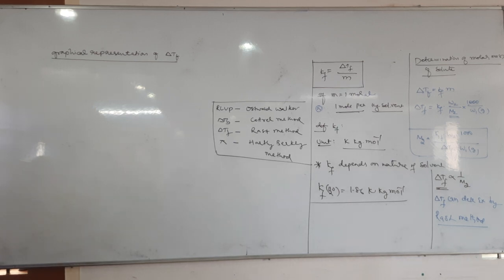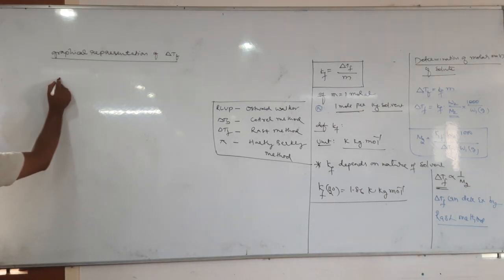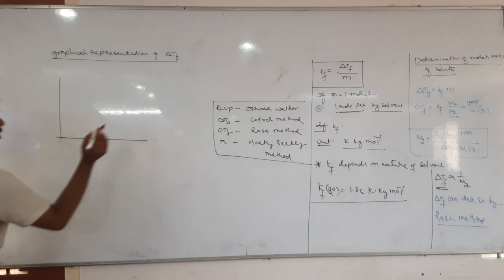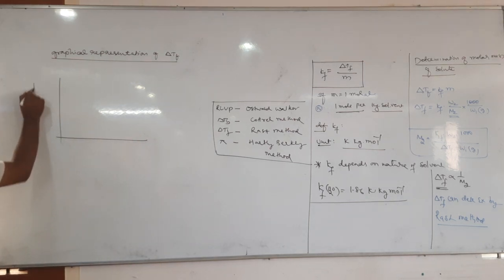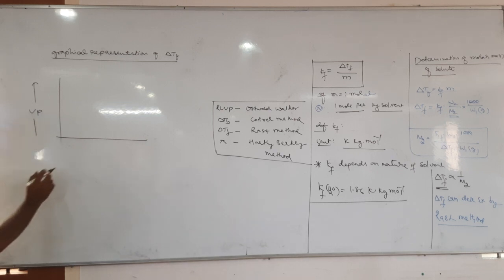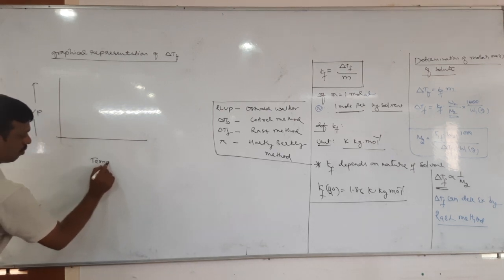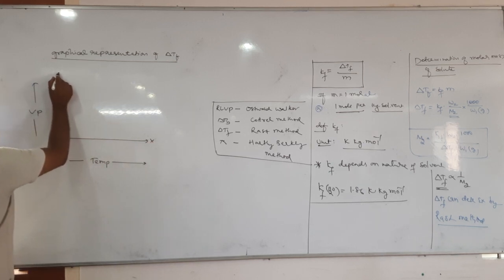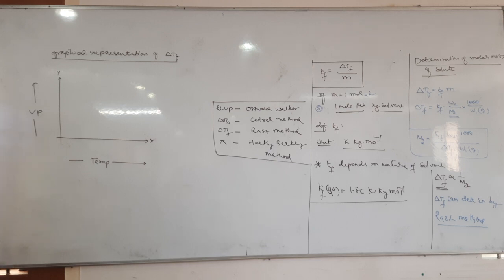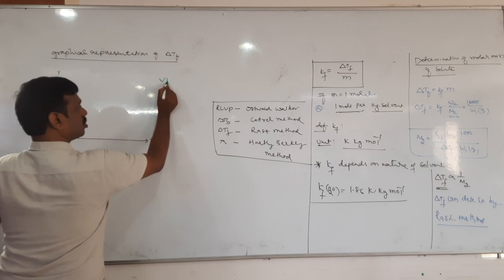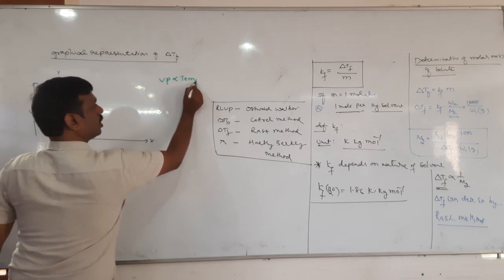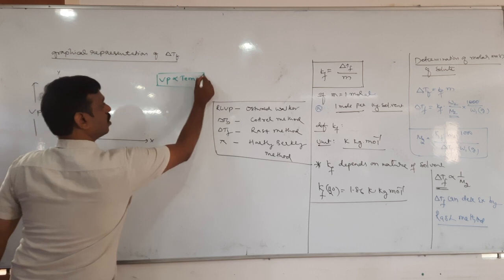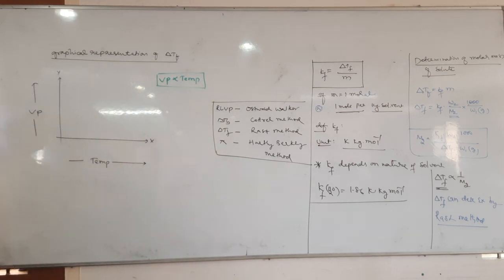Okay. Now tell me, the graphical representation of delta Tf. A graph is plotted between vapor pressure and temperature, same as for elevation in boiling point. Vapor pressure is taken on the y axis and temperature on the x axis. What is the relation between temperature and vapor pressure? Vapor pressure is directly proportional to temperature, right? As the temperature increases, the vapor pressure increases.